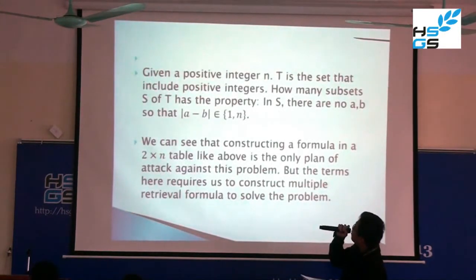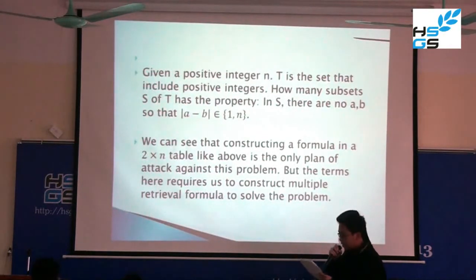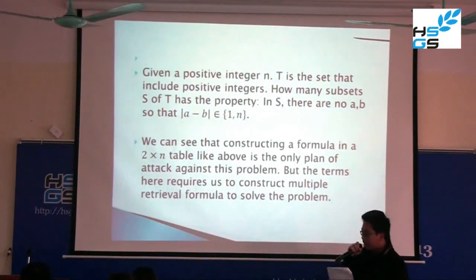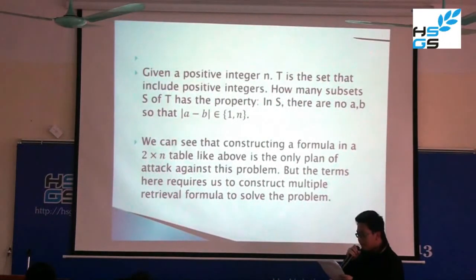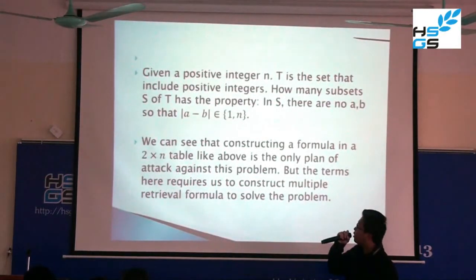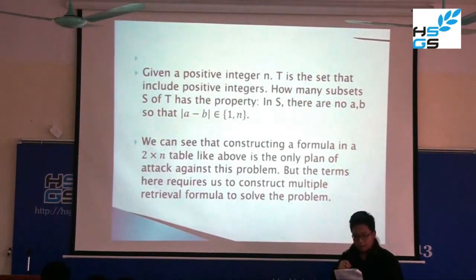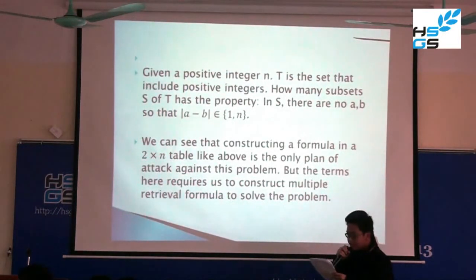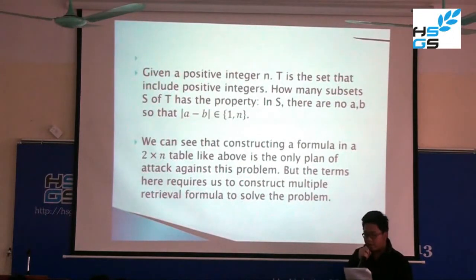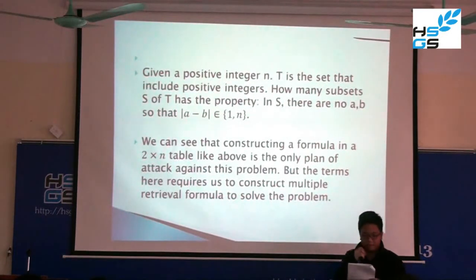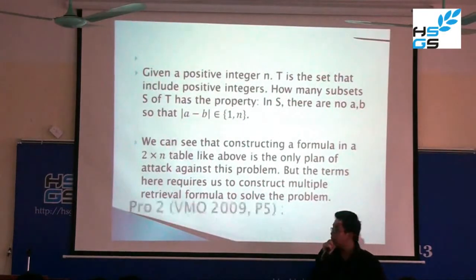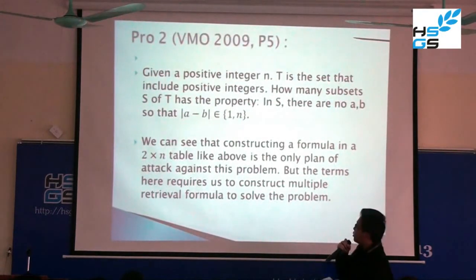Given a positive integer n, T is a set that includes positive integers. How many subsets S of T have the property that there are a, b in S, so that the absolute value of a minus b belongs to the range from 1 to n? We can see that constructing a formula in a 2 by n table like above is the only plan of attack against this problem. But the terms here require us to construct multiple recursive formulas to solve the problem. Here's the solution.